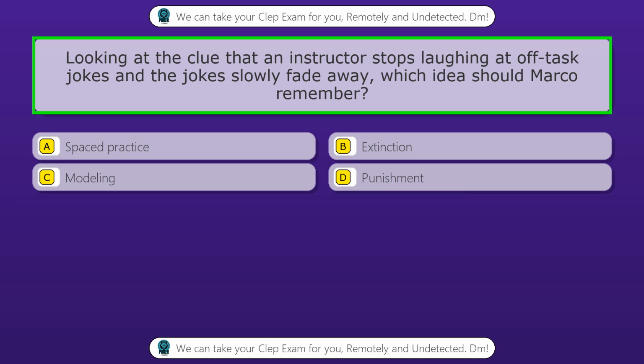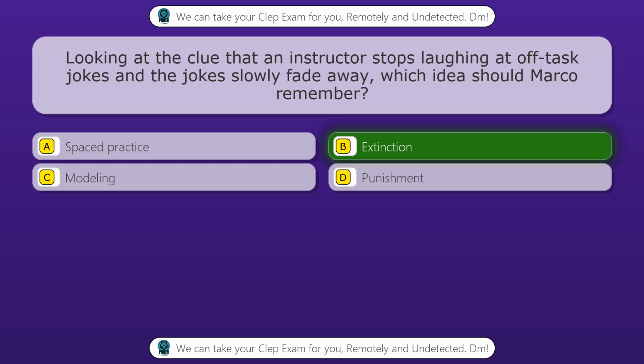Question 6. Looking at the clue that an instructor stops laughing at off-task jokes and the jokes slowly fade away, which idea should Marco remember? Option A, spaced practice. Option B, extinction. Option C, modeling. Option D, punishment. The correct answer is option B, extinction.